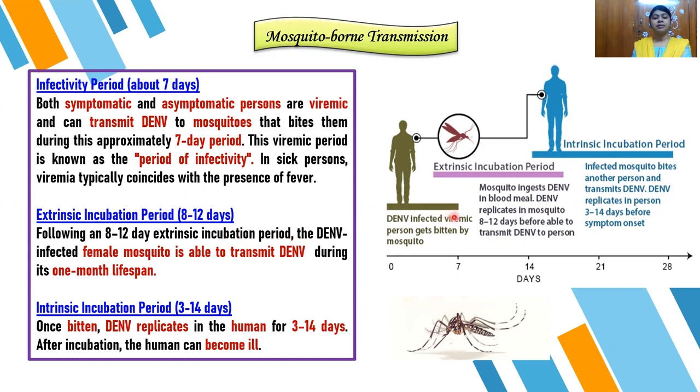Following the sucking of blood from an infected individual, inside the body of the mosquito, the dengue virus will replicate in about 8 to 12 days. This particular period, we call it the extrinsic incubation period. Now, once such an infected mosquito bites another healthy individual, the virus is transmitted inside the body of the healthy individual, where the dengue virus is going to replicate. Following 3 to 14 days after that, the person will start showing signs and symptoms, and he will fall sick with dengue infection.